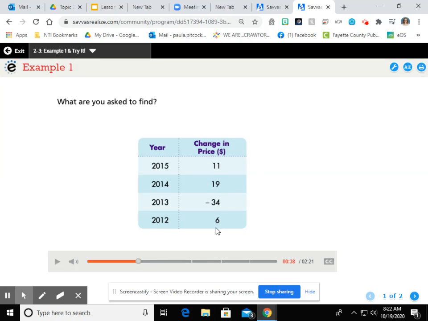So these are showing change in price. It can go up or down. We are asked to find in which year was there the greatest change. Okay, that's what we're asked to find. So let's continue the video.